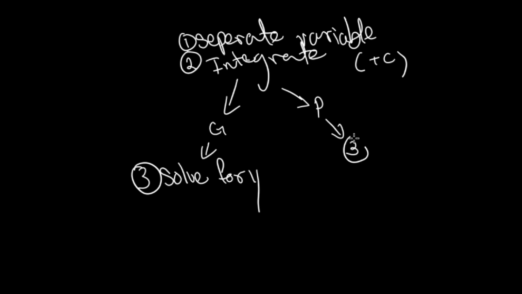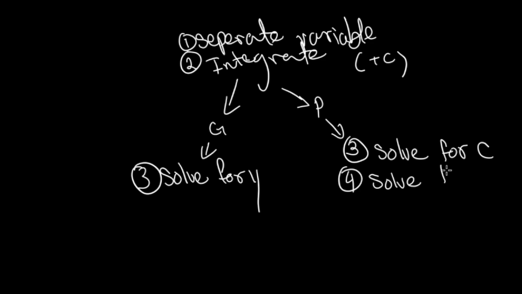then you can solve for C right away instead of y. Then after you solve for C, you can solve for y. However, for the general equation, you'll still have that plus C because you don't know the initial condition. But when you're given an initial condition, then you know for certain what your constant is.